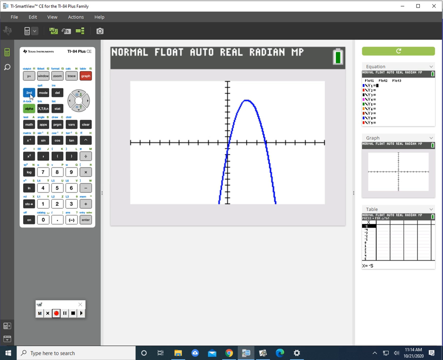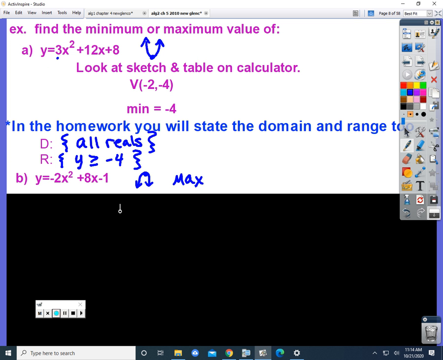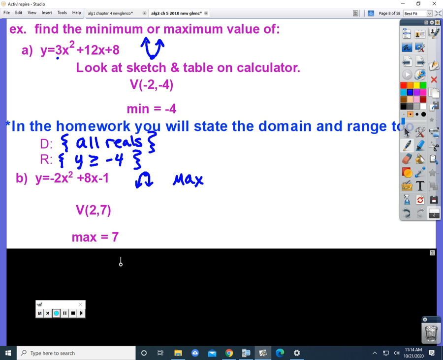Let me go to my table. And is that the answer? Look right down here. Look. That's the vertex, 2, 7. And you can see that it keeps doing all that symmetrical numbers from that vertex right there. So that's what we'll say for our max value is at 7. So let's go back and write that down. So max is at 7.